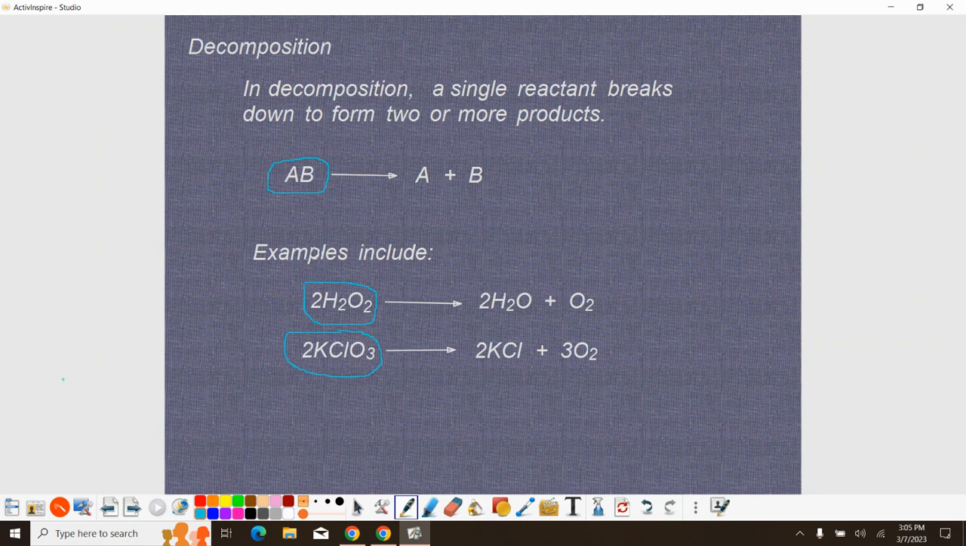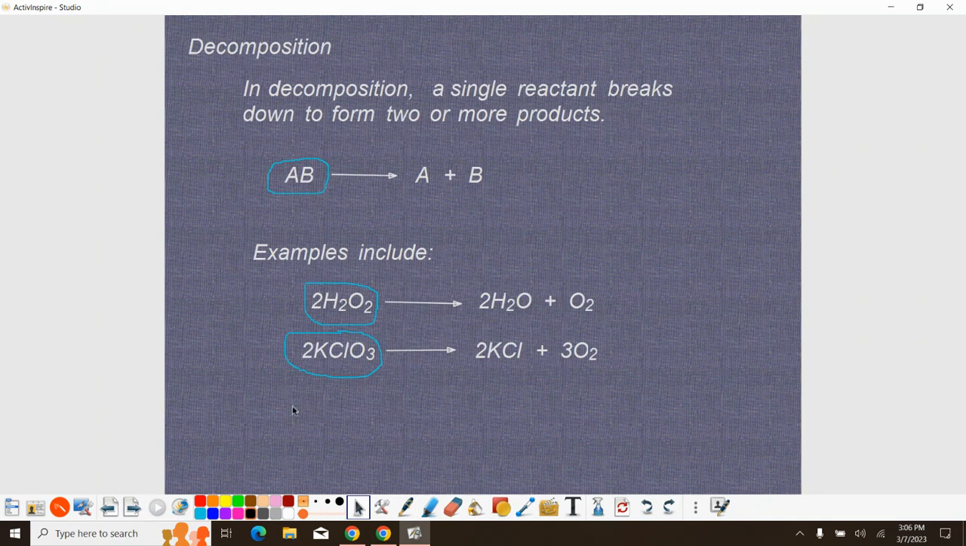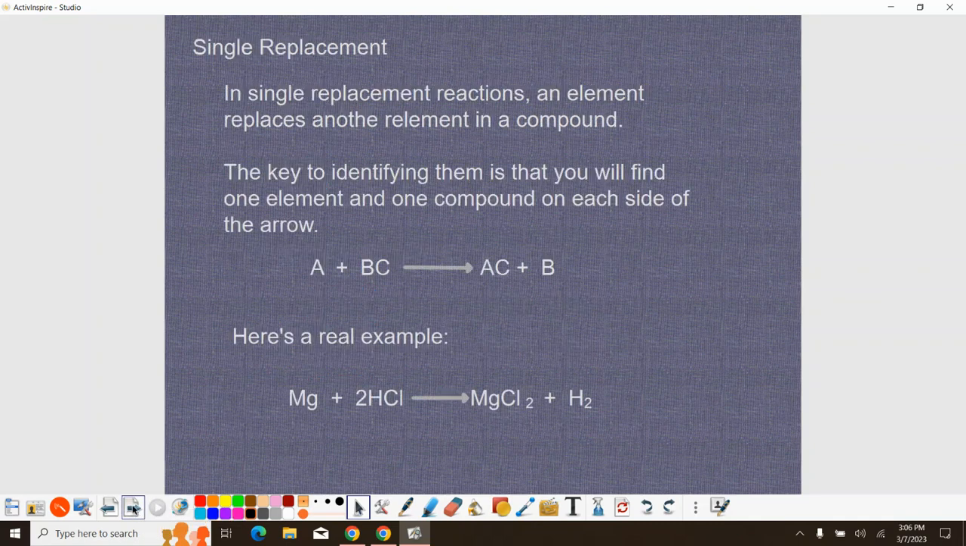So again, 2 types of reactions that have no plus signs. Those are our synthesis and decomposition. If you have no plus sign on the product side, it's synthesis. If you have no plus sign on the reactant side, it's decomposition. Everything else we're going to see is going to have a plus sign on both sides. Starting with single replacement. In a single replacement, you will have a plus sign on both sides of the arrow.